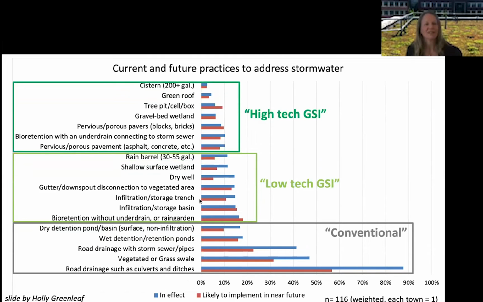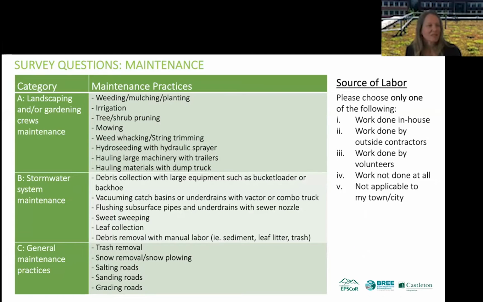And then the high-tech stuff is less likely to be on the land, and maybe people are a little bit more willing to experiment with it in the future. Note that bioretention with an underdrain connected to a storm sewer is considered sort of more high-tech in the urban areas of Vermont. Last couple slides on this, we looked at maintenance.